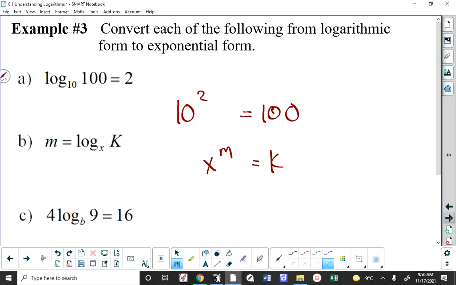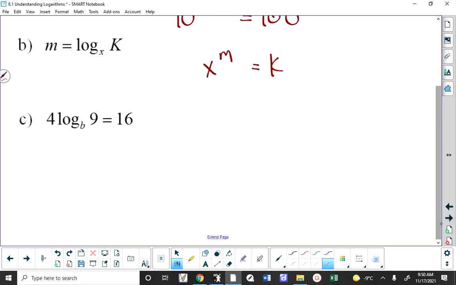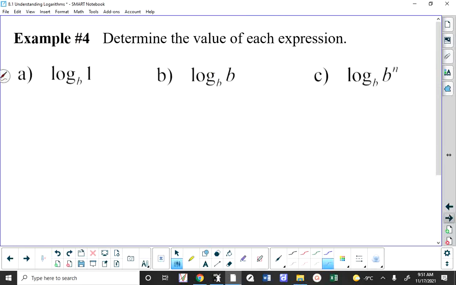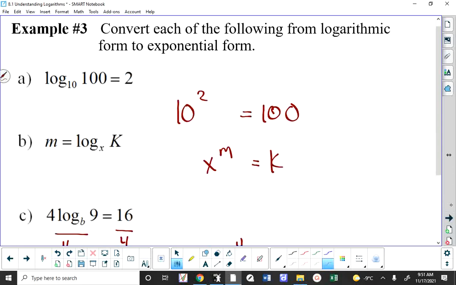You have to be able to switch back and forth. We cannot rearrange this for an exponential form yet because of that coefficient of 4. So what we would want to do is divide both sides by 4 to begin with and get log base b of 9 equals 4. And now we can write, b to the 4 equals 9. Any questions with 3?